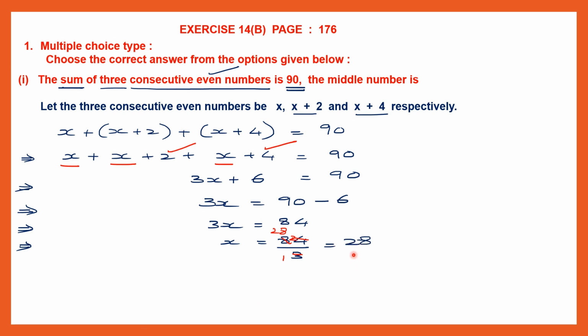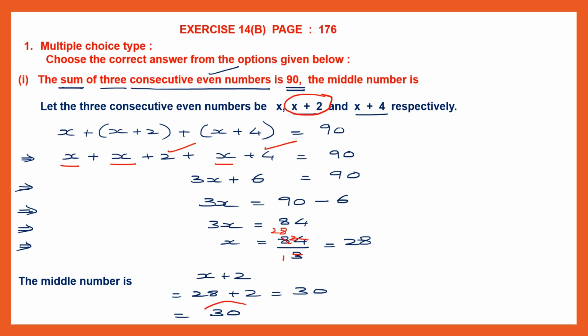Now that we know the value of x, we can find the middle number. And what is the middle number? x plus 2. This is the middle number, x plus 2. So to find the middle number, we say the middle number is x plus 2. So let's add it up. x plus 2, and x is equal to 28. 28 plus 2 is 30. So the middle number is 30. So this is our answer.